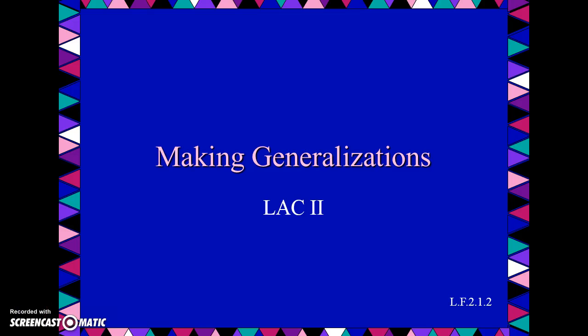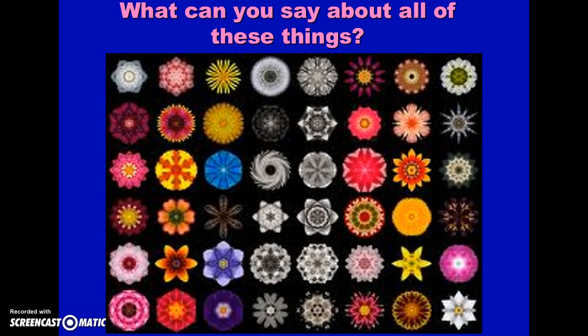Hi there, and welcome to the lesson on making generalizations. So let's take a look at this board. What can you say about all of these things that you see on the board here? In looking at it, your first answer is probably they're all round, or they all have points to them, or maybe even they all have a center point.